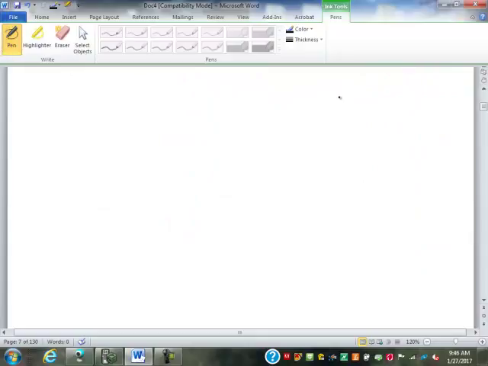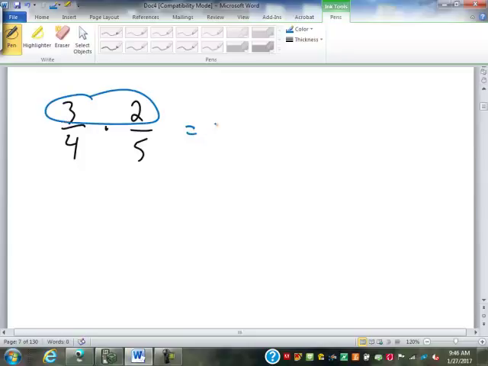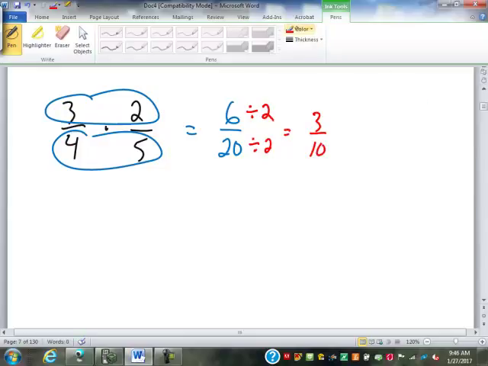Multiplying. 3/4 times 2/5. As we saw up above, when we multiply fractions, we just multiply straight across. 3 times 2 is 6. 4 times 5 is 20. What can we still do with that? Reduce by 2. Gives us 3/10.